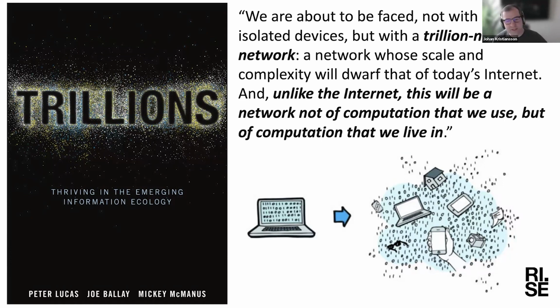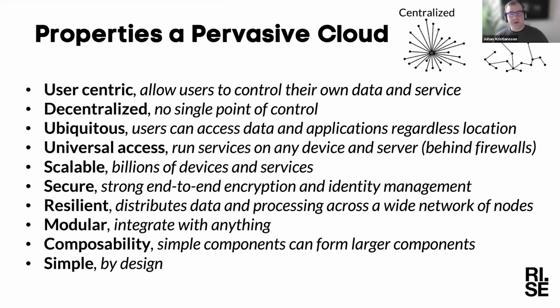The book doesn't really talk about edge computing or cloud. It rather talks about nodes. It's called a trillion node network, because everything will be connected into this pervasive cloud environment. I think the book is from 2012, and I was working at Ericsson, and since then I have been working with these ideas. So what would the properties of a pervasive cloud be? Well, it would be user-centric.